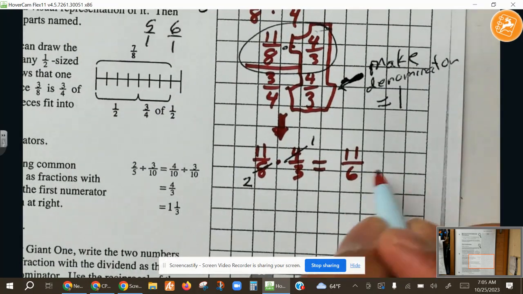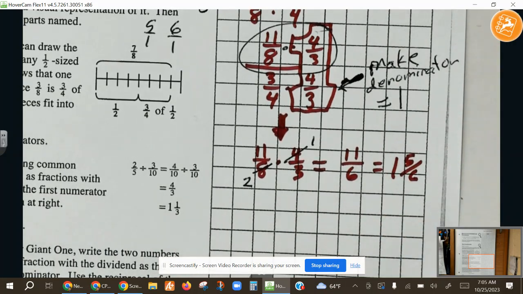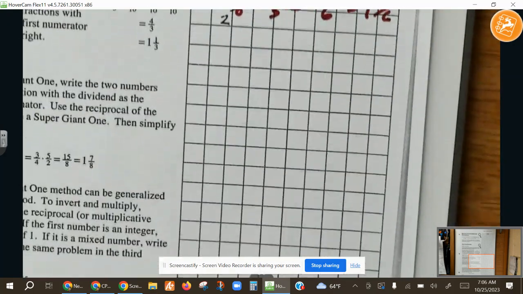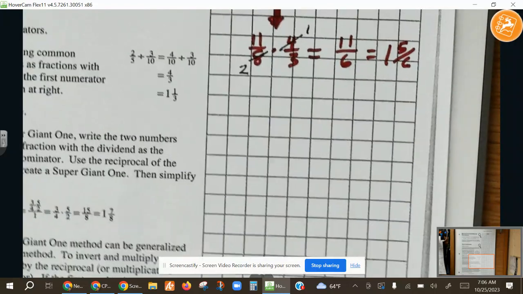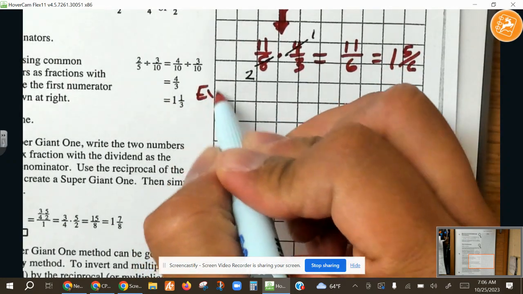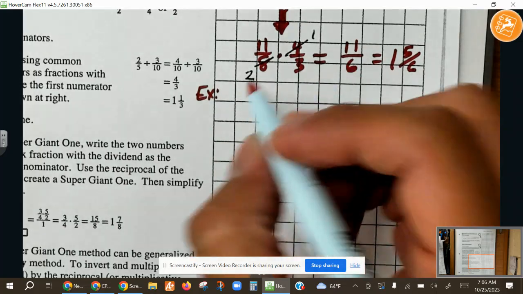Okay, so let's change this to 1 and 5/6, which is the mixed number version of that. Okay, so let's do a little practice now with this. Feel free to pause the video at any point if you want to work it out, and then play it to check your work. Okay, so our first example, we're going to do 4/5 divided by 1/2.